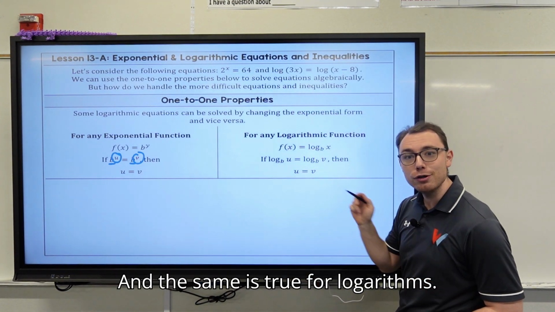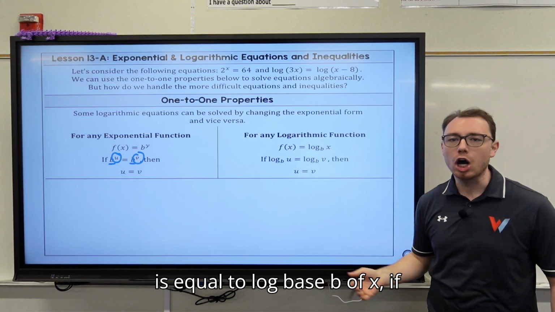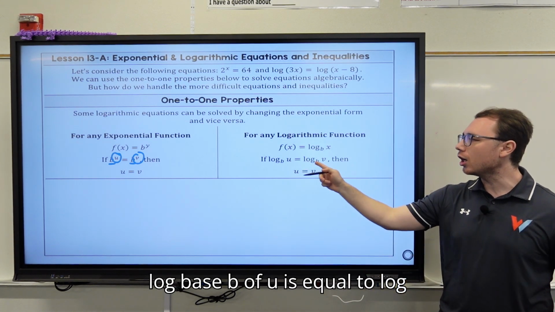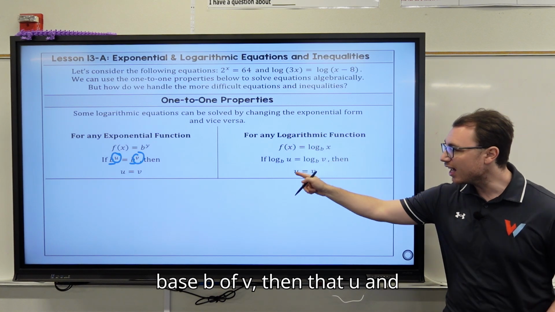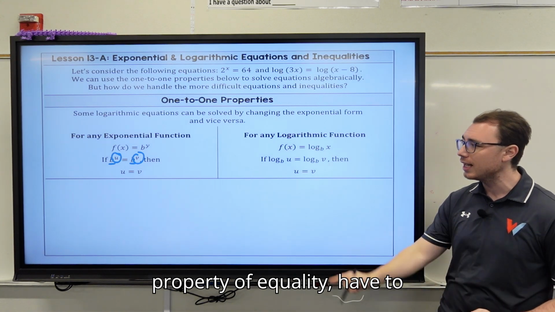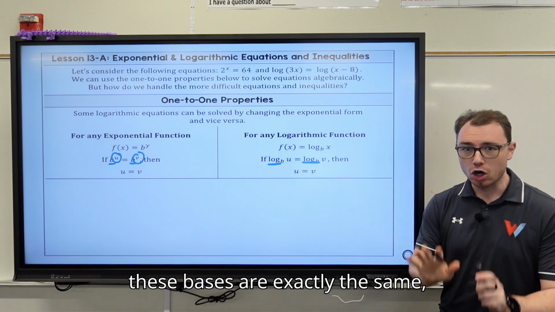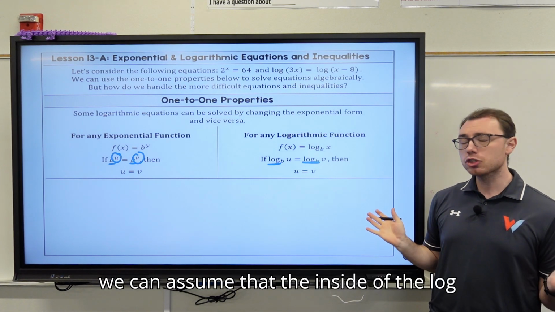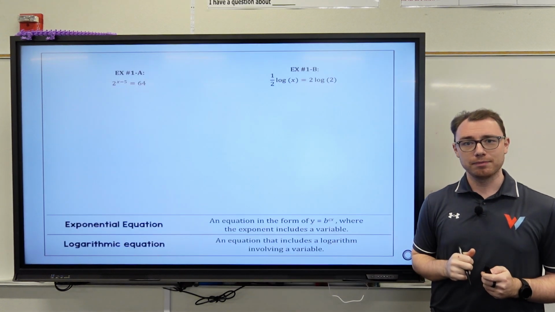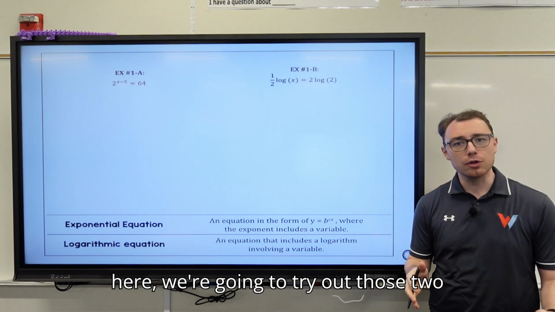And the same is true for logarithms. For any logarithmic function, if f of x is equal to log base b of x, if log base b of u is equal to log base b of v, then u and v, by the property of equality, have to equal each other. As long as these bases are exactly the same, we can assume that the inside of the log is exactly equivalent. Now, in example 1a and b, we're going to try out those two properties.